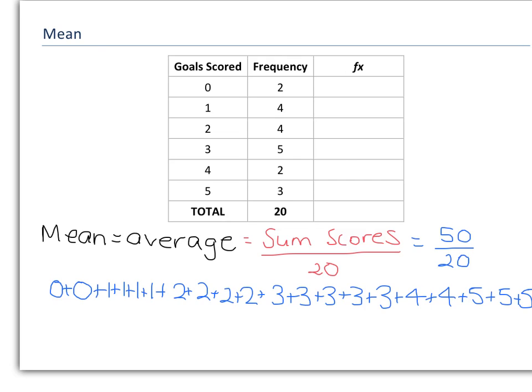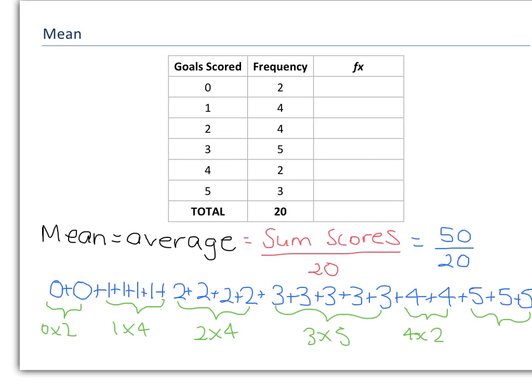But we are just adding the same numbers over and over again, and we know that there is a faster way to do this. We could just multiply the scores together by the number of times that they occurred, or their frequency. So in that case, I would have 0 times 2, I'd have 1 times 4, I'd have 2 times 4, 3 times 5, 4 times 2, and 5 times 3.